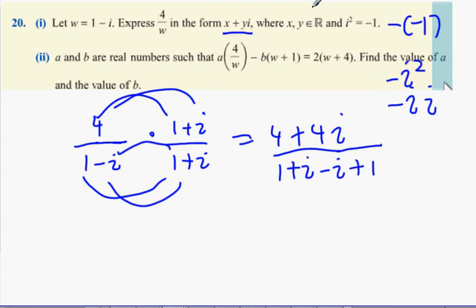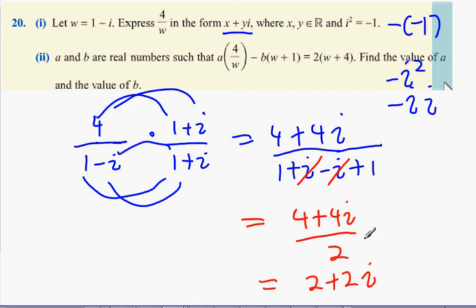Now that you've done that, what you're going to do next is, the i's will cancel on the bottom, and what you're going to get is 4 plus 4i divided by 2. Divide that by 2 and you get 2 plus 2i. That's the answer to part 1.